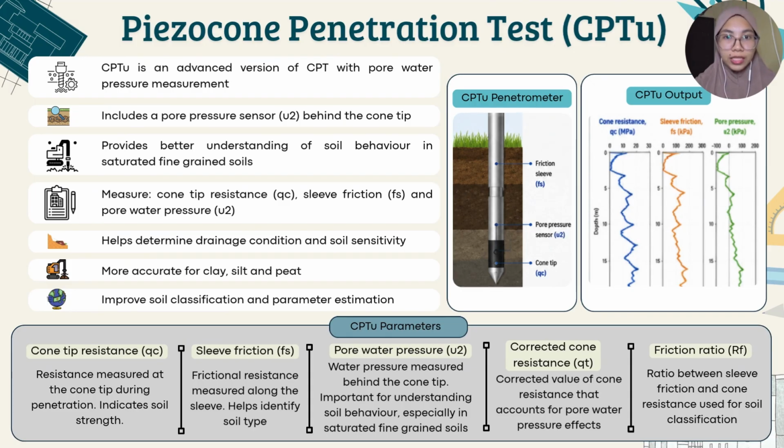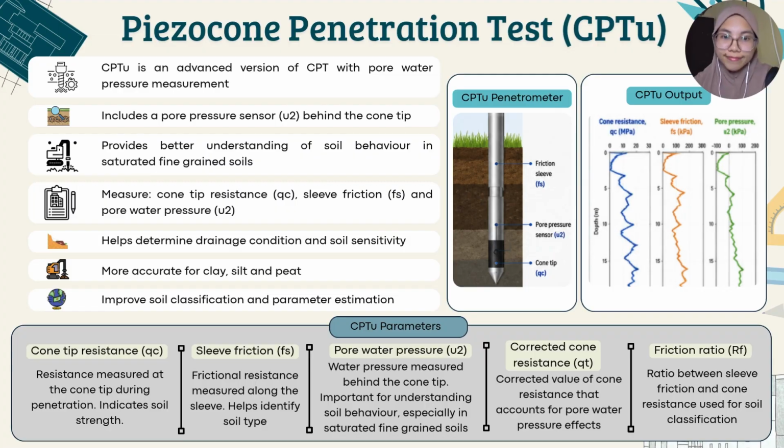This is very important in CPTU because it shows the response of soil in saturated conditions. Fourth is corrected cone resistance, qt, which is adjusted to remove the effect of pore water pressure for more accurate results. Finally is friction ratio, Rf, which is used to help classify soil types based on the relationship between friction and resistance.